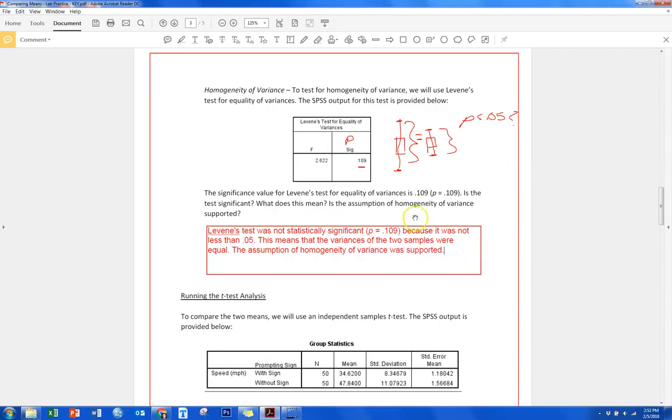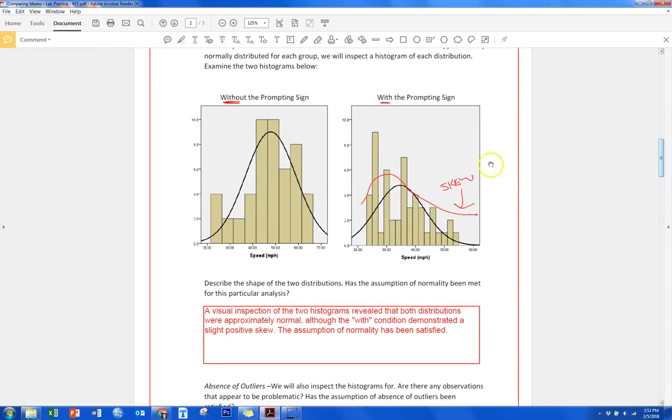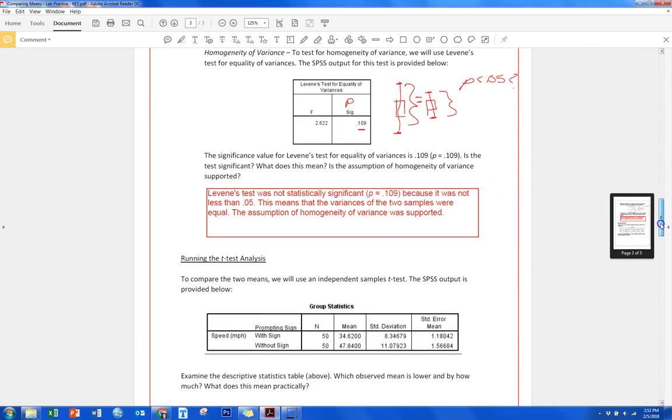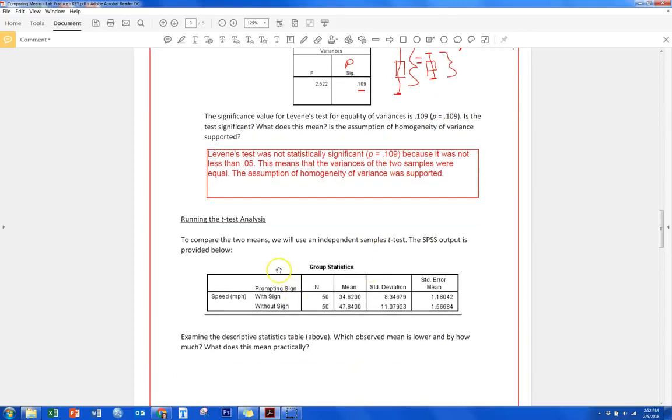Okay, so the assumption, homogeneity means the same. So the assumption is that the variances are the same. How spread out this is, is the same as how spread out this is. Since they're not significantly different, they are therefore the same. The assumption is supported. Moving on to the t-test analysis.